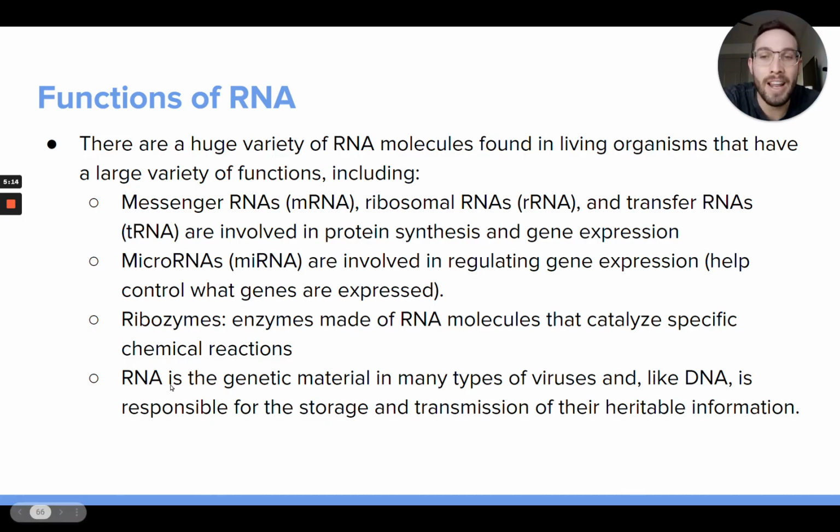And then lastly, RNA is sometimes the genetic material in certain situations. Almost always DNA is the genetic material, storing all the information. But there are examples, specifically in viruses. It's common for some viruses to not have DNA as their genetic material. They actually have RNA. So it just depends. Some viruses have DNA as their genetic material, and some viruses have RNA as their genetic material.